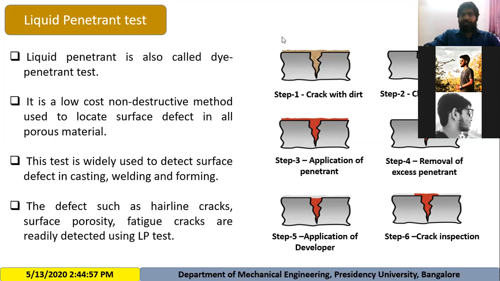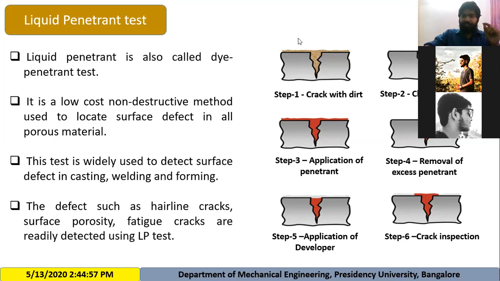Suppose this is the workpiece, or the component that you are having, and there is a surface crack on this particular specimen. If this specimen is exposed to the atmosphere, then there is a chance that all these cracks will get filled with dirt. So the second step is the cleaning. You are supposed to clean the dirt from the surface and from the crack. You are supposed to clean this specimen very properly.